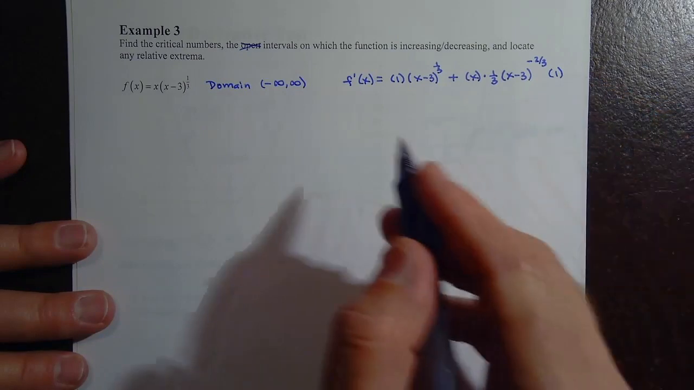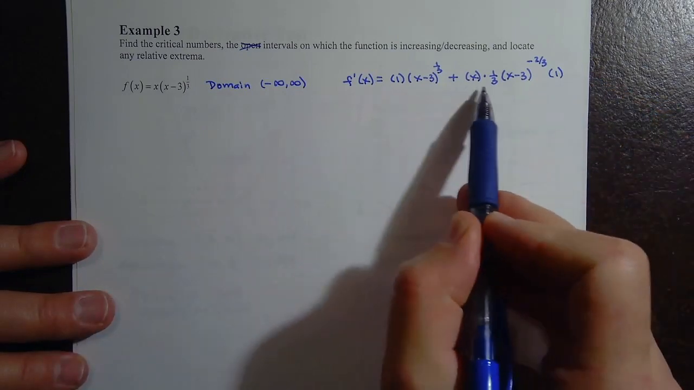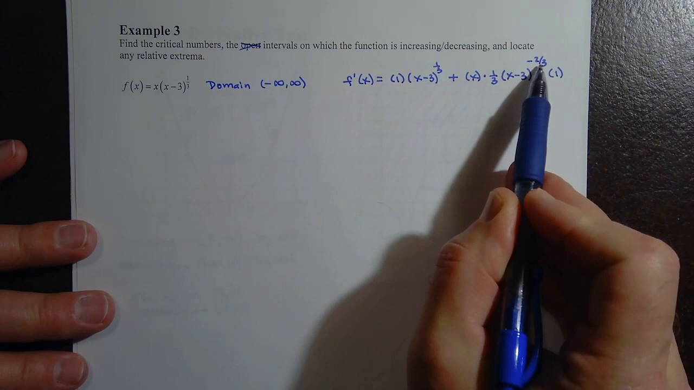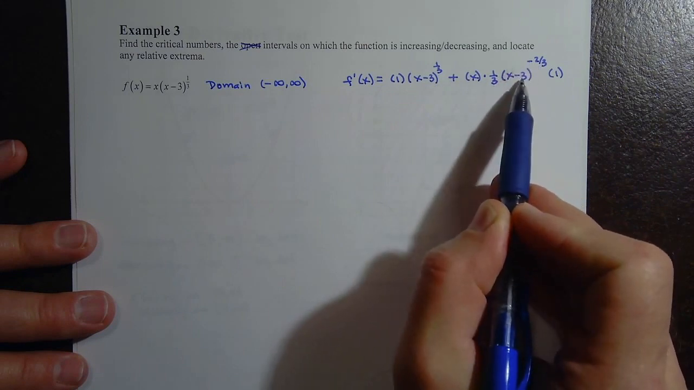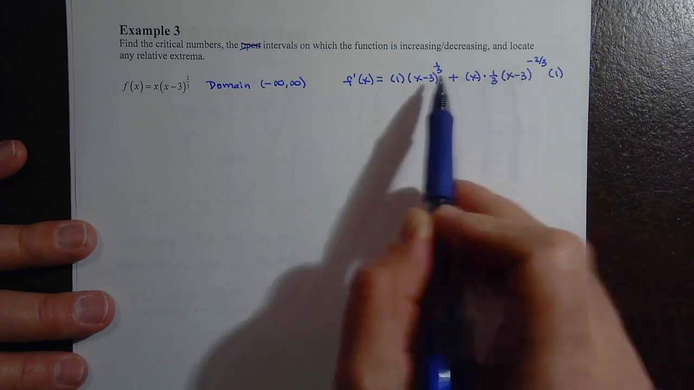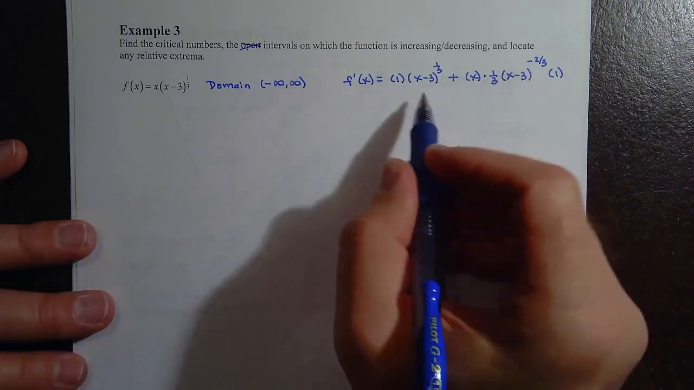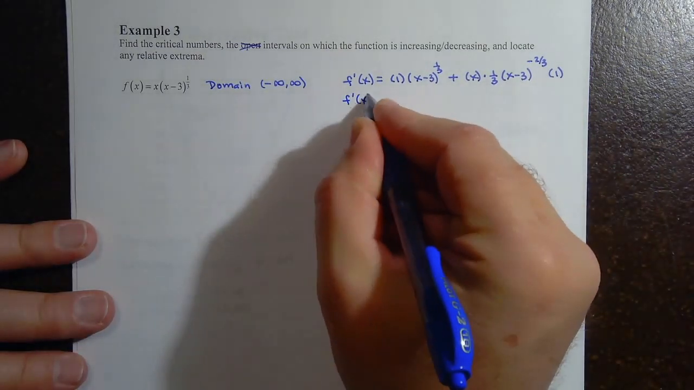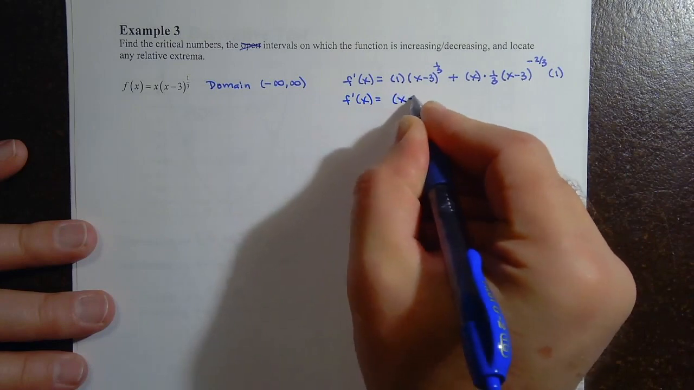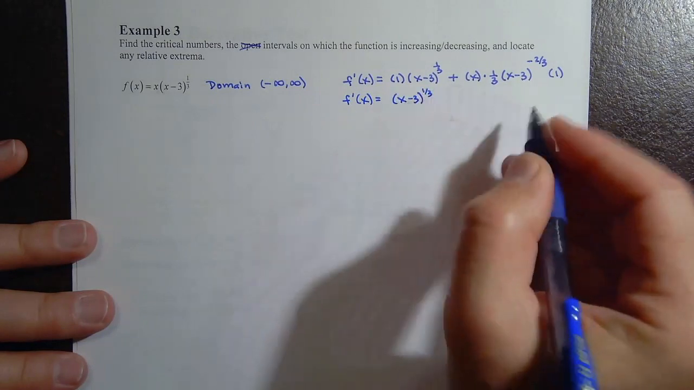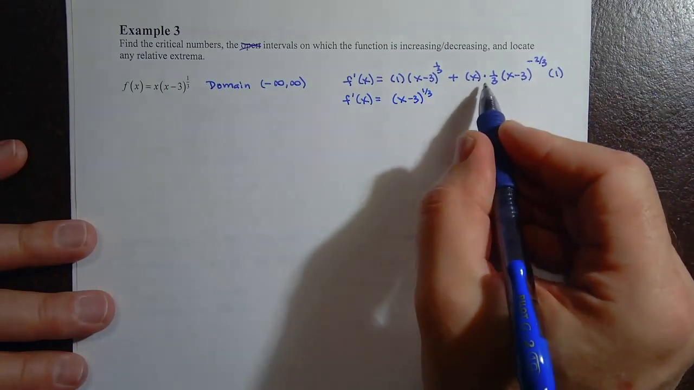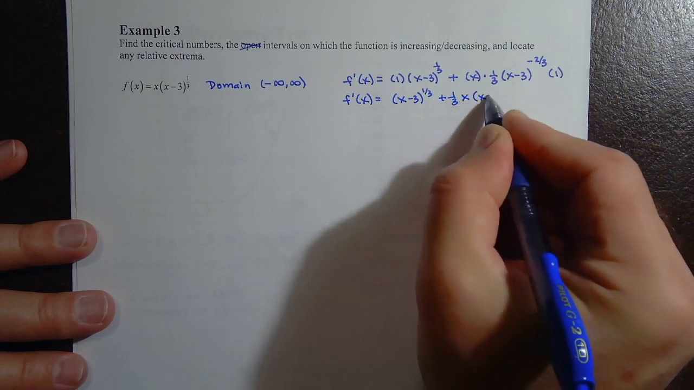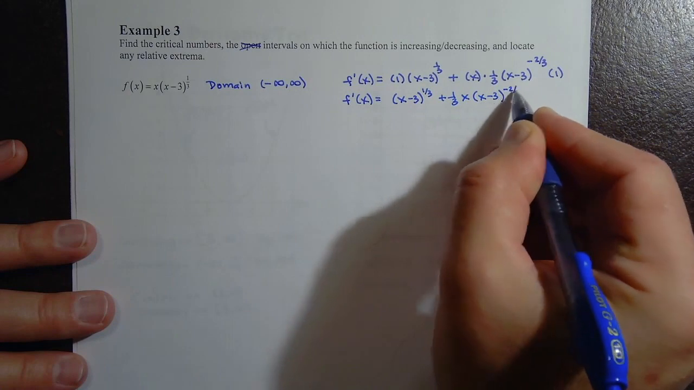All right. So now we should be recognizing that we have a common factor of x minus 3, and the smallest power is -2/3, so we can factor it out. Actually, let me clean this up first, and then we'll do that. So this f prime of x is equal to x minus 3 to the 1/3 power, plus 1/3 x times x minus 3 to the -2/3 power, okay?